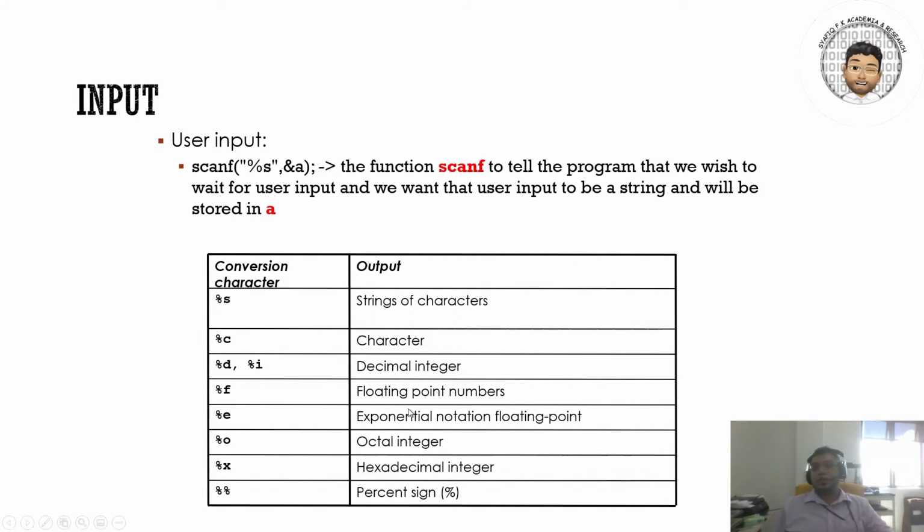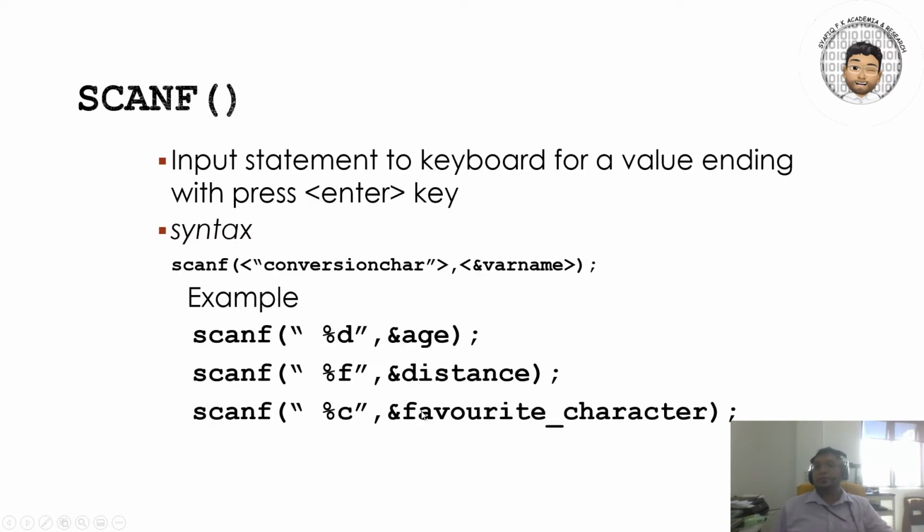Next we have decimal integer, then floating point numbers, then exponential notation floating point, octal integer, hexadecimal integer, and percent sign. We commonly use up until floating point numbers only: %s, %c, %d, %i, and %f, up until this point only. If you are going to be more advanced, you might consider the others as well.